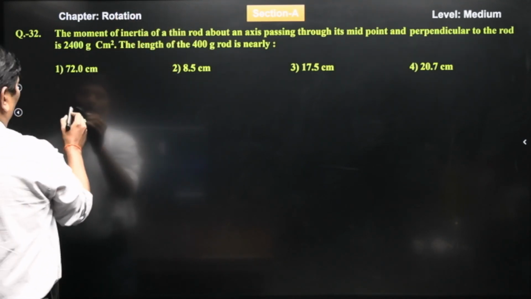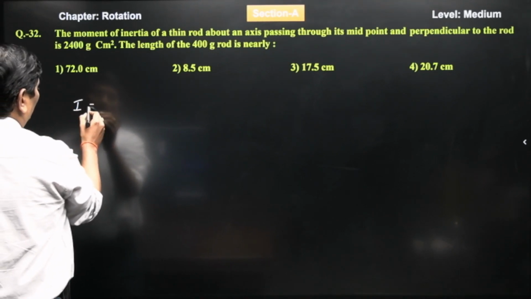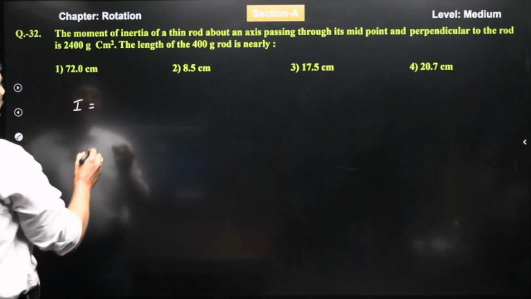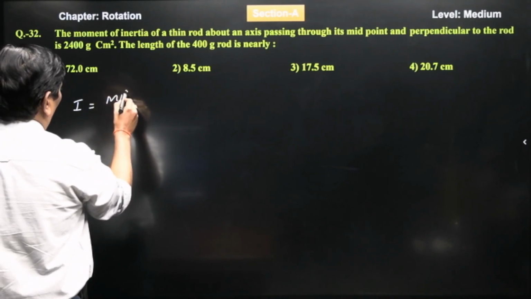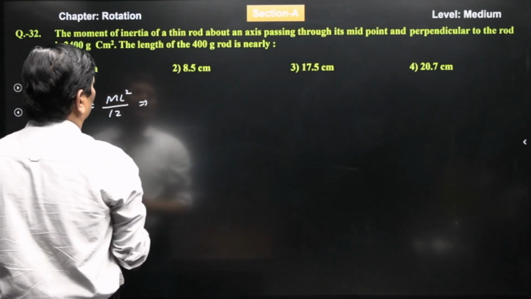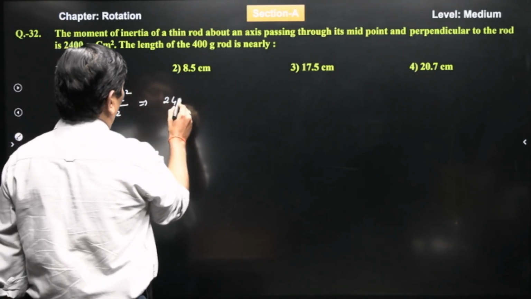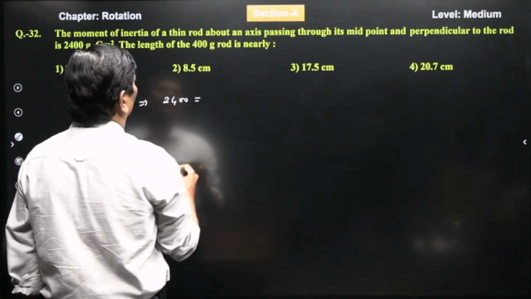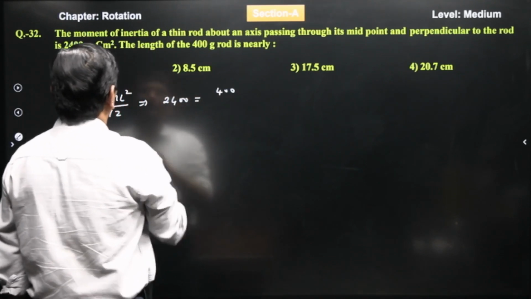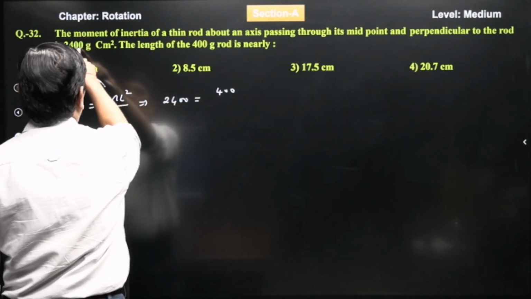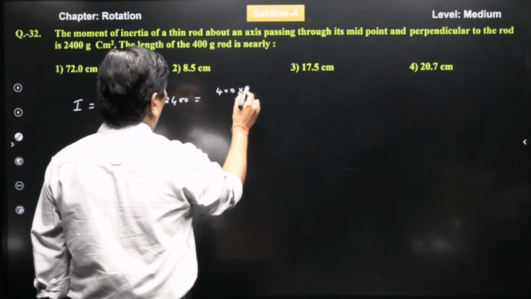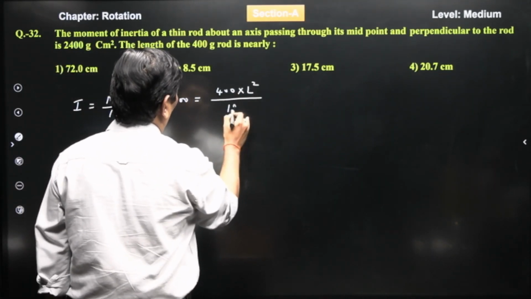So, simple one. Moment of inertia of a uniform rod about an axis passing through its midpoint and perpendicular to its length will be ml square by 12. That is the formula you are having. In this, you are given moment of inertia as 2400 is equal to mass 400 grams, no need to convert. It is in gram centimeter square, moment of inertia. And mass is in grams, no need to convert, into L square by 12.